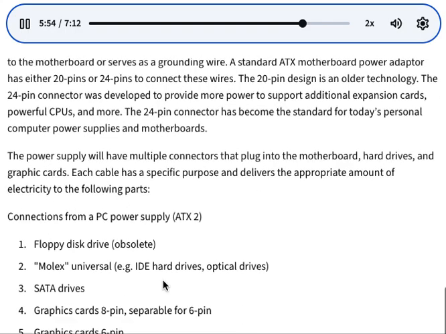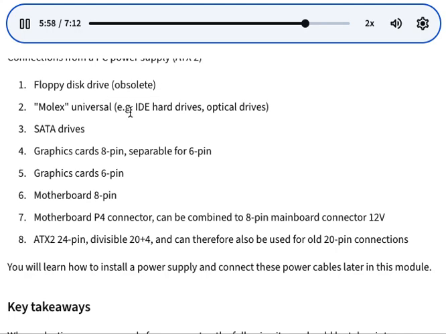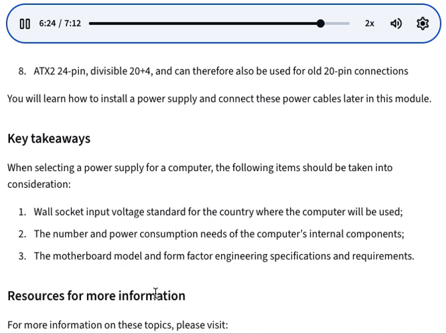Connections from a PC power supply: ATX2; floppy disk drive, obsolete; Molex Universal, e.g. IDE hard drives, optical drives; SATA drives; graphics cards, 8-pin, separable for 6-pin; graphics card 6-pin; motherboard 8-pin; motherboard P4 connector, can be combined to an 8-pin mainboard connector, 12 volts; ATX2 24-pin, divisible 20 plus 4, and can therefore also be used for old 20-pin connections. We will learn how to install a power supply and connect these power cables later in this module.